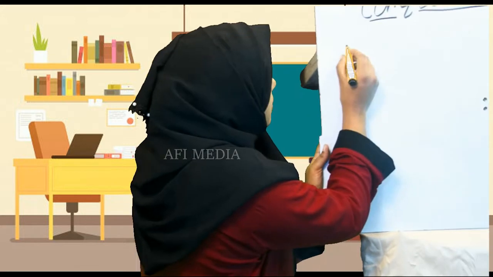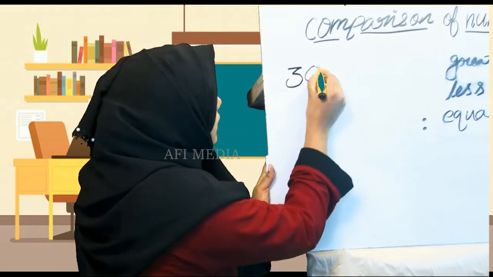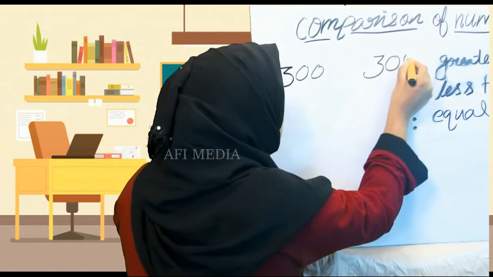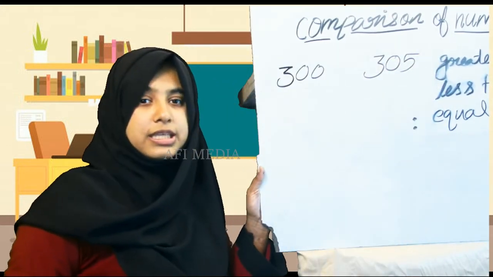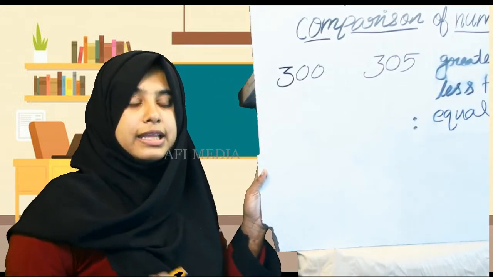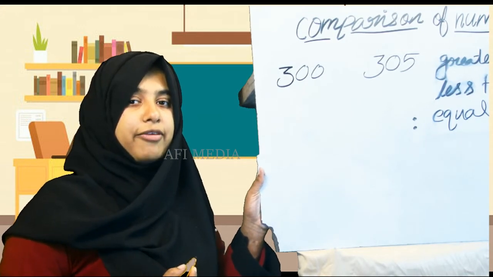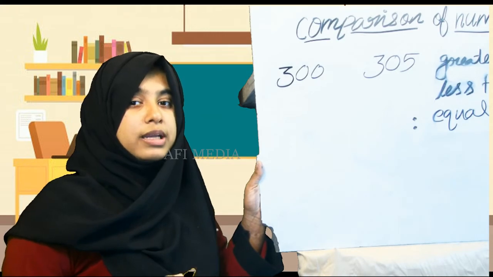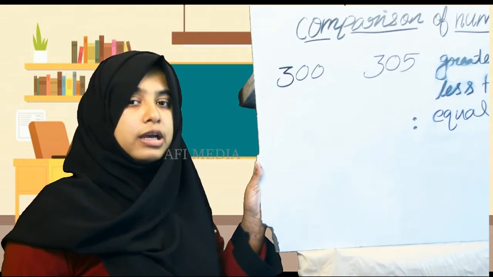How can we compare 3-digit numbers using greater than, less than and equal to? Listen, I am writing here. First I write the number 300 and another number 305. The first number is 300, the other number is 305. How can we check it? This is how we can compare whether it is greater than, less than or equal.